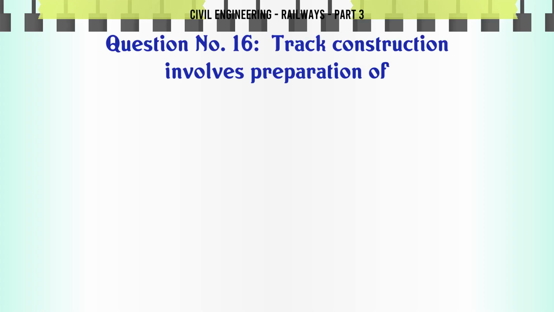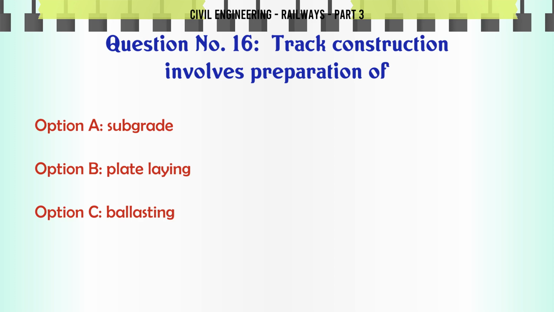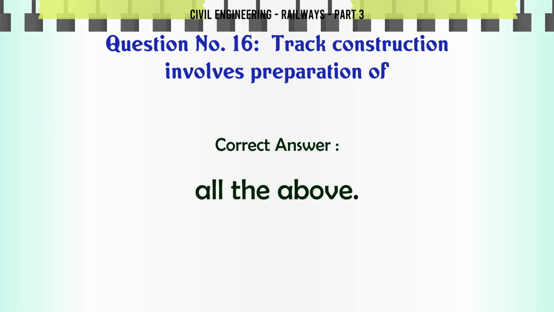Track construction involves preparation of A, subgrade, B, plate laying, C, ballasting, D, all the above. The correct answer is all the above.